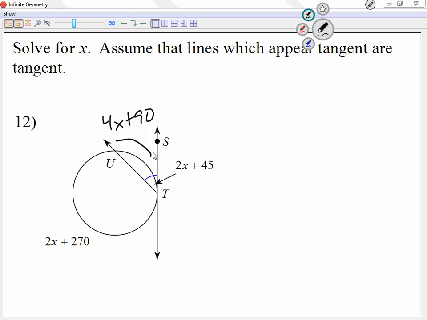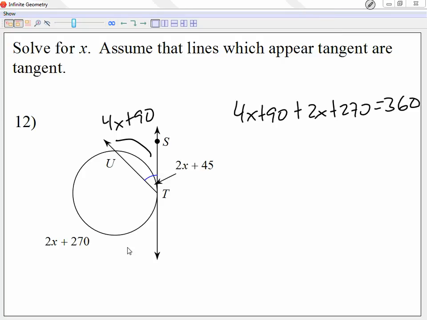So now I'm going to say this little arc plus the big arc is the whole circle. So I'm going to say 4x plus 90 plus 2x plus 270 is equal to 360. I added the two arcs, and it is equal to a whole circle. And I know a circle is 360. How'd you get 90? 4x plus 90 because I multiplied 2x plus 45. I multiplied everything by 2. That's how I got 4x plus 90.